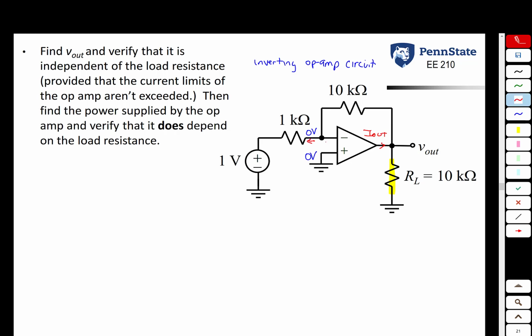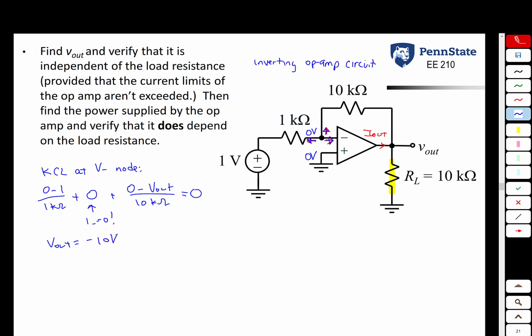Basically, we're summing that current plus that current plus that current equals 0. So KCL at the V minus node, the current to the left is going to be 0 minus 1 volt over 1 kilo ohm. The current going to the right, the current into the inverting terminal, is 0 amps. Once again, remember, I minus is 0. And the current going up is 0 volts minus V out, that's what we're solving for, over 10 kilo ohms. The sum of those three currents is equal to 0. You solve for V out, we get that V out is equal to minus 10 volts.